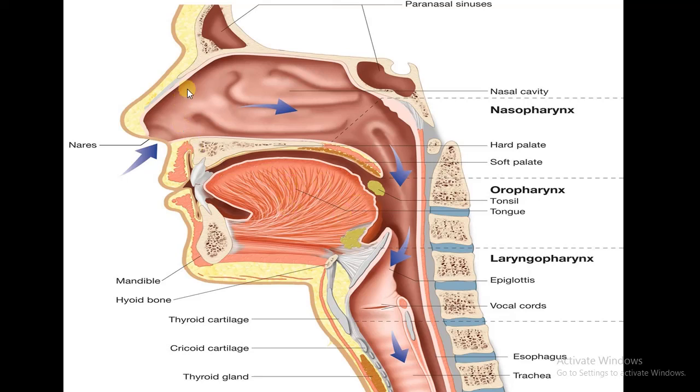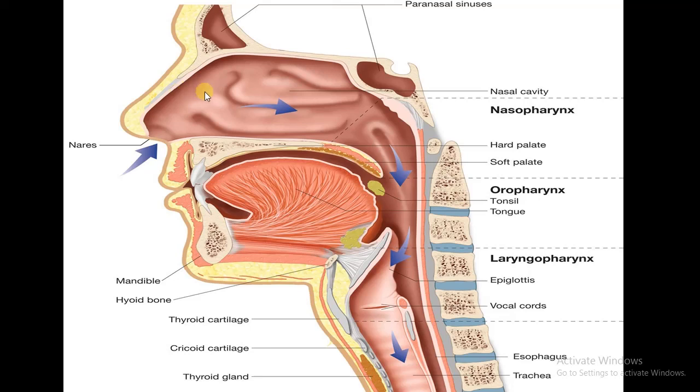So when nasal blockage is there, like when we have flu or common cold, there is congestion in the nose and we are unable to breathe through the nose, we will breathe through the mouth. So the oral cavity is not a primary route, but it is an alternate route for the entry of air into the respiratory tract.